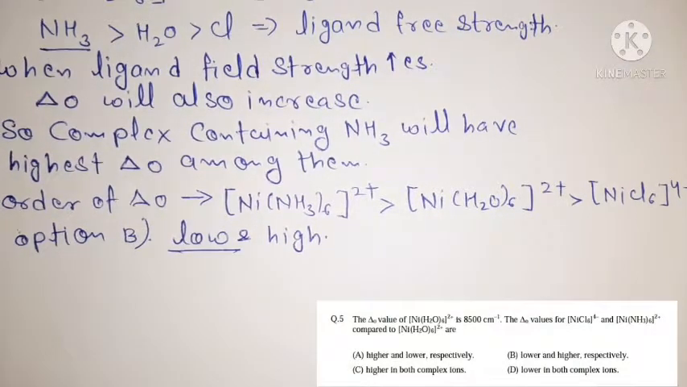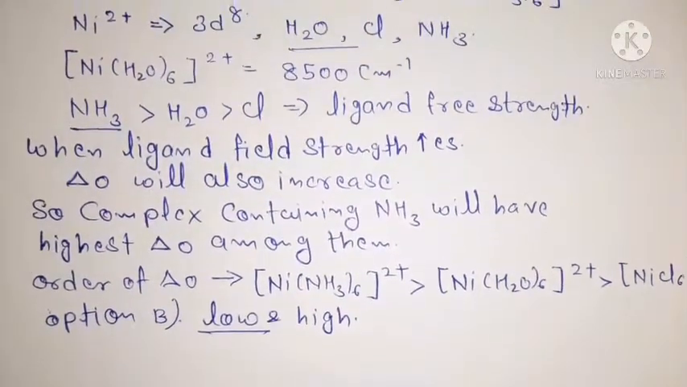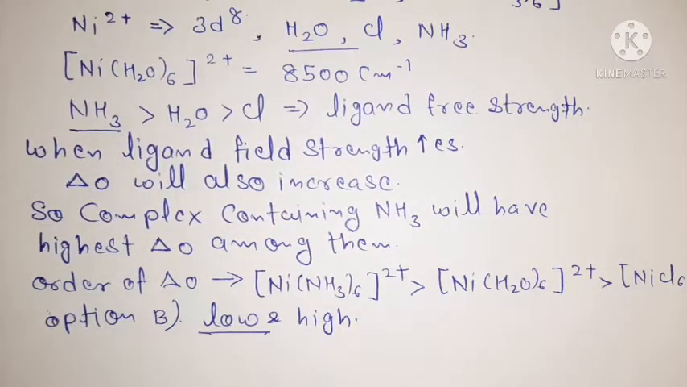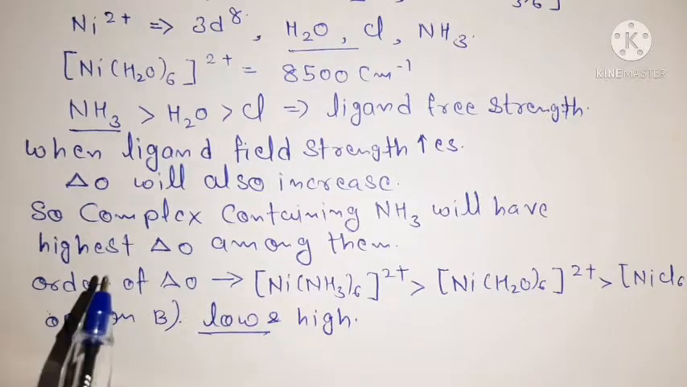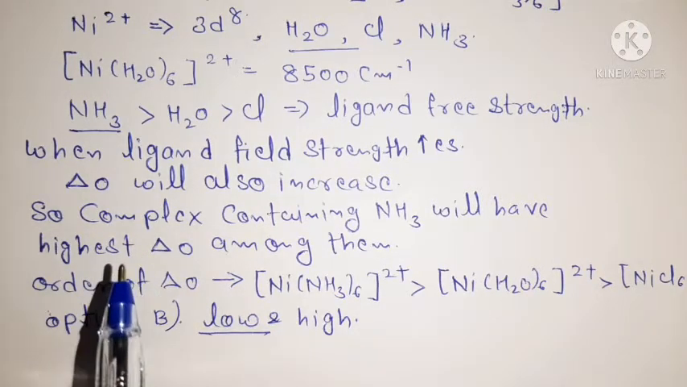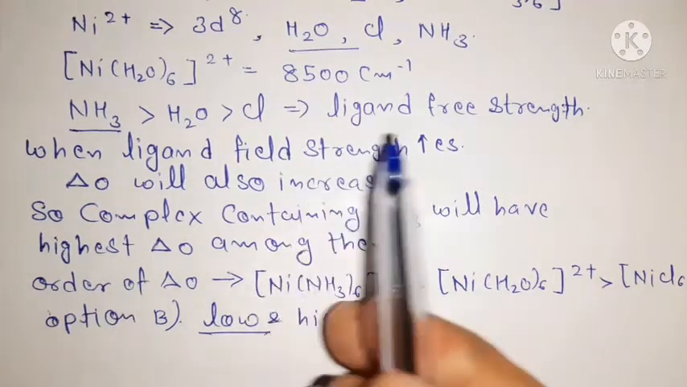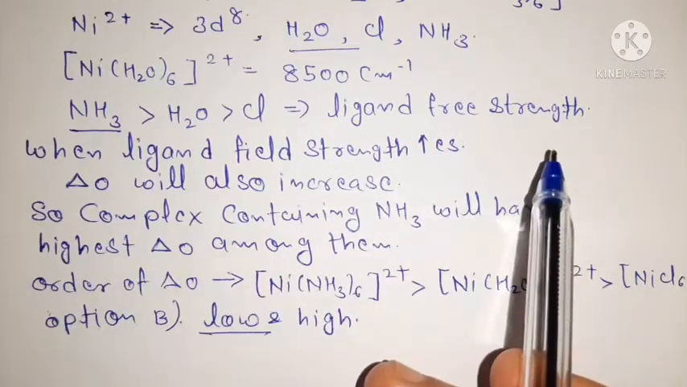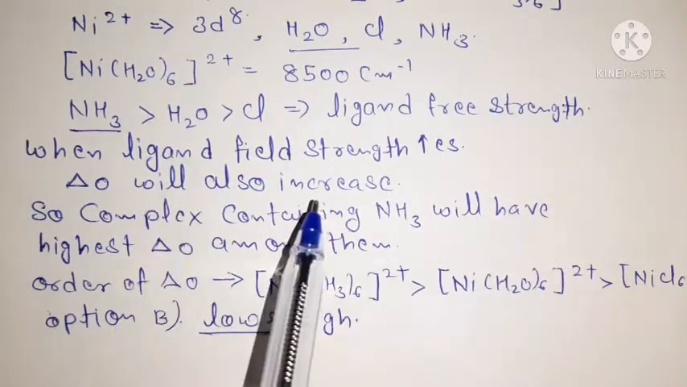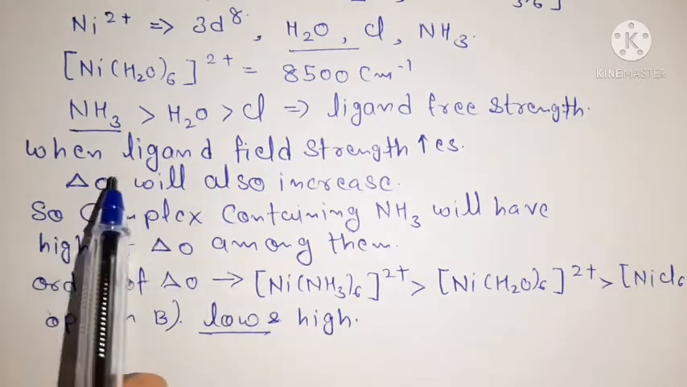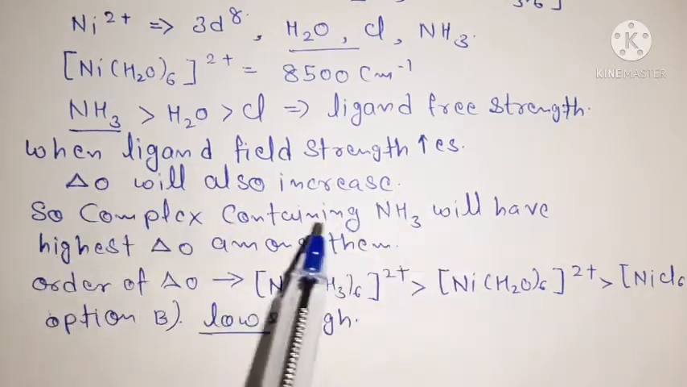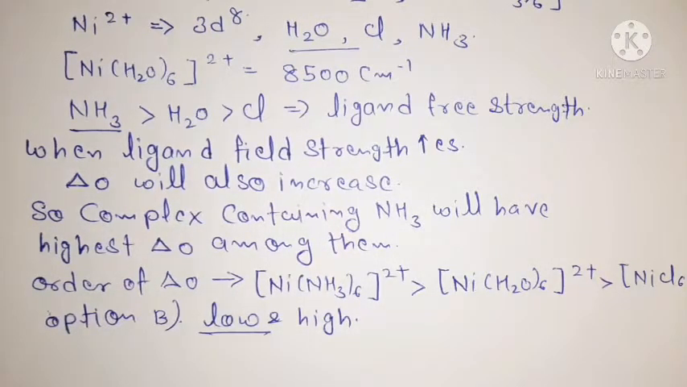Okay friends, so this is the solution of this question. I hope you understand it, and this is a direct question and the concept behind the solution of this question is your order of ligand field strength. Okay, because it is directly connected to the value of del O. So when ligand field strength increases, the value of del O will also increase.